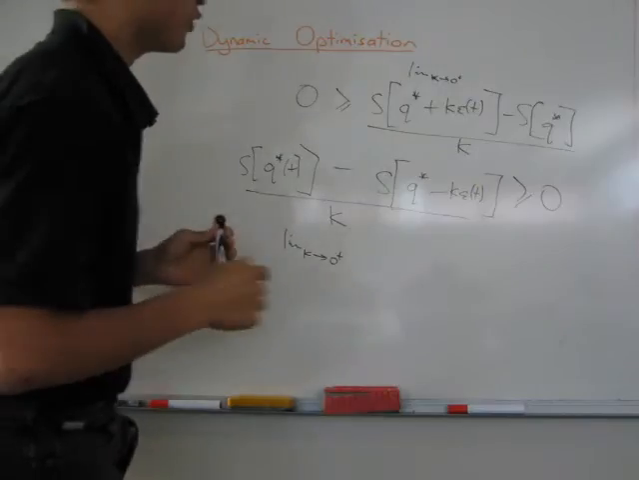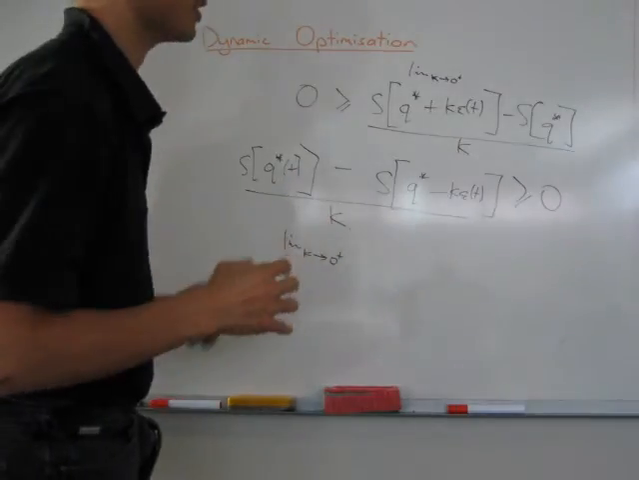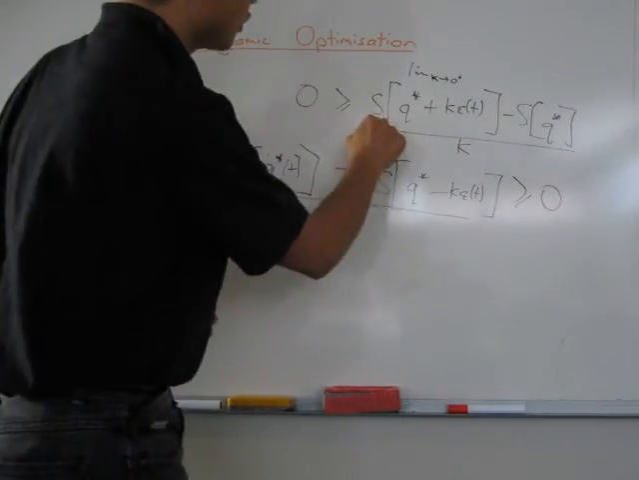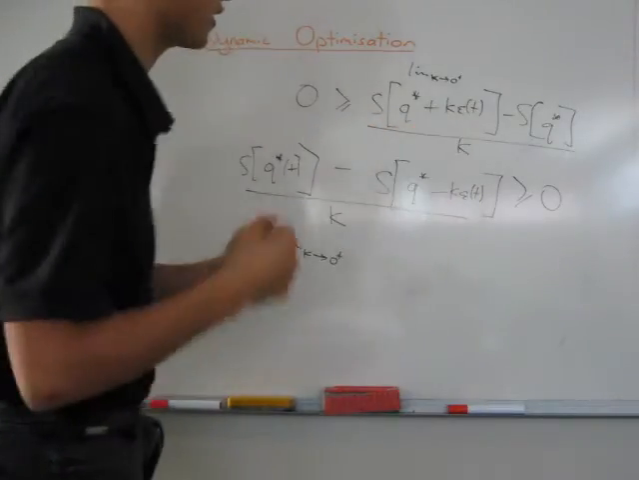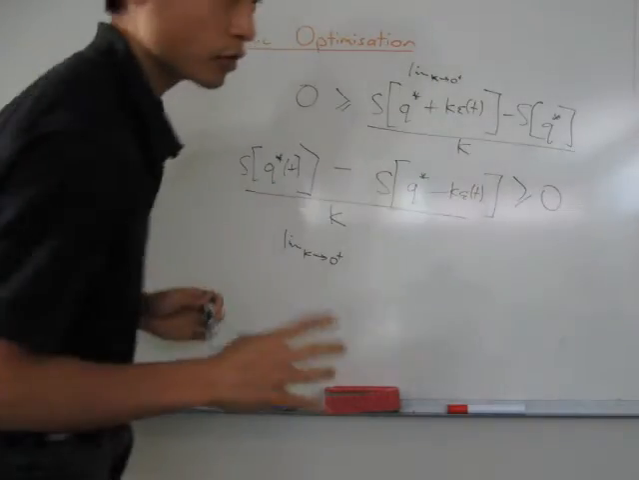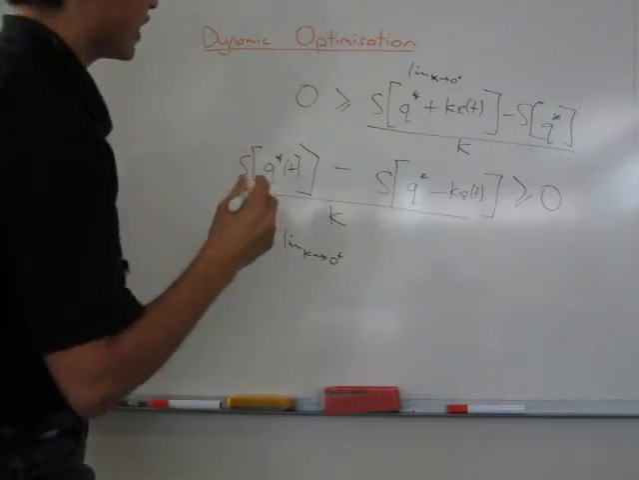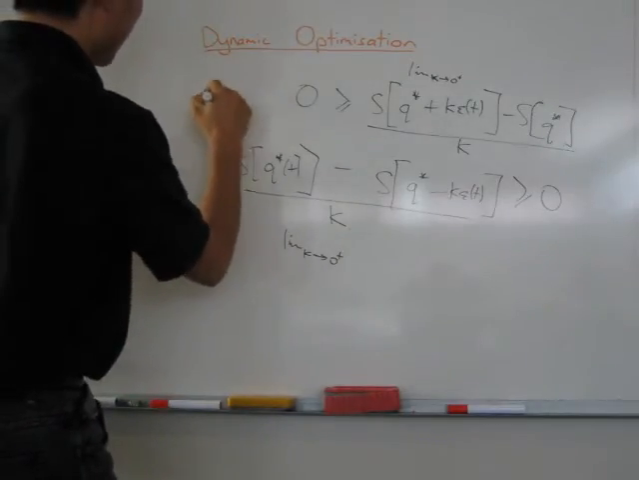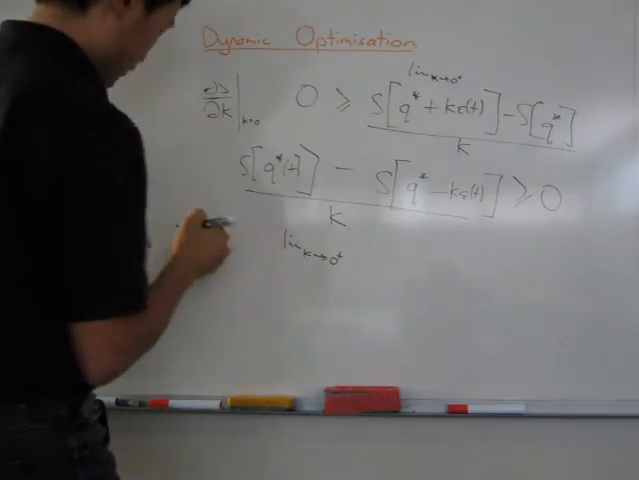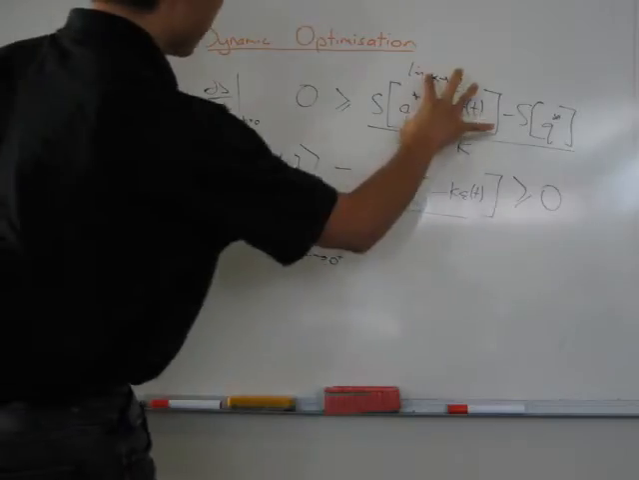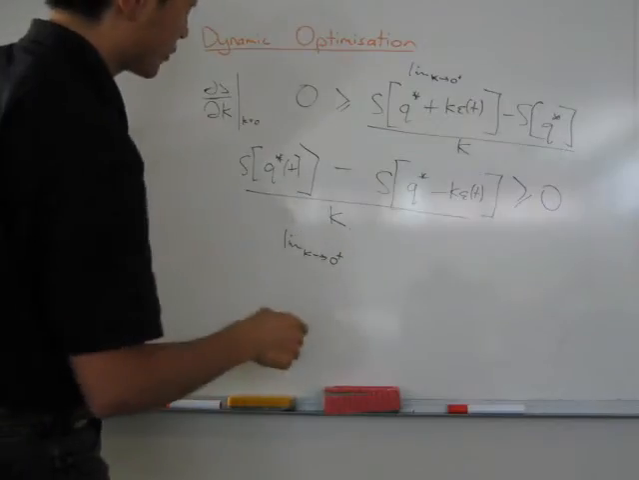Well, if you think about q star as a fixed function and epsilon as a fixed function that we've chosen, then S of this function really is just S as a function of k. K is the only thing that can vary here. And the key thing to observe is that this quantity and this quantity are the same thing. They are the derivative of S with respect to k, evaluated at k equals 0. So this quantity is this derivative, as is this quantity, evaluated at k equals 0.